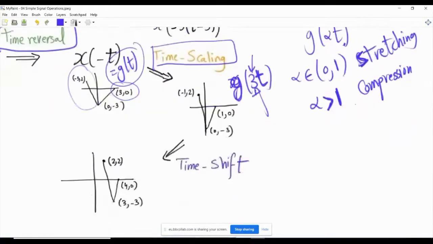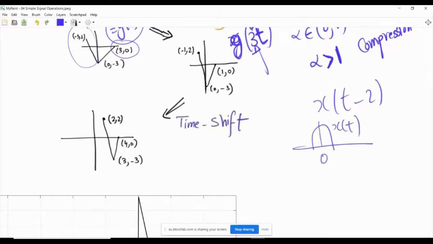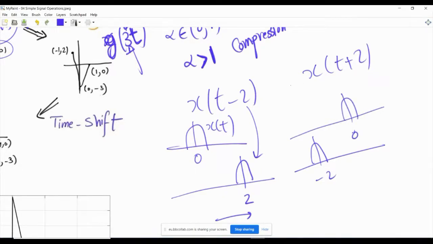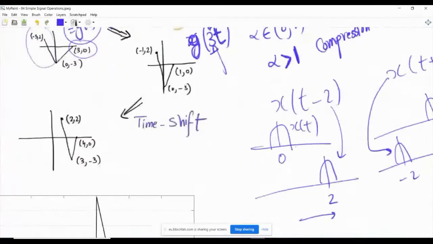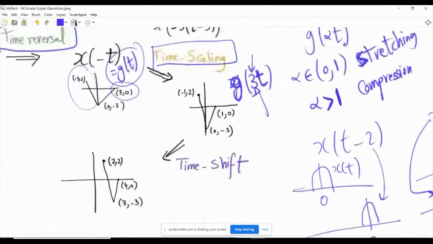And you can shift the signal. You can move the signal to the left and to the right. So we have x of t minus 2. If this is your x of t, centered around 0, then x of t minus 2 will be centered about 2. This is a shift to the right, while if you have x of t plus 2, it will be a shift to the left, around minus 2. Those shifts are very important in Fourier analysis.